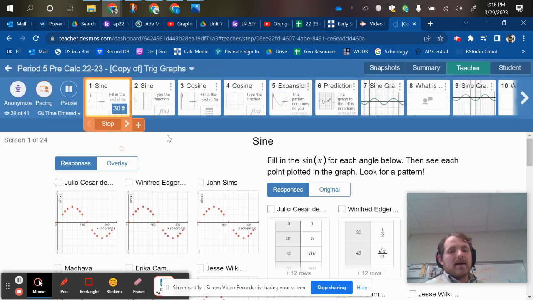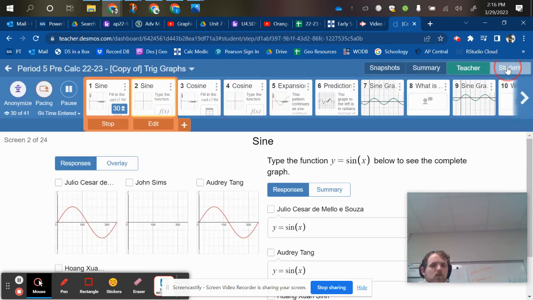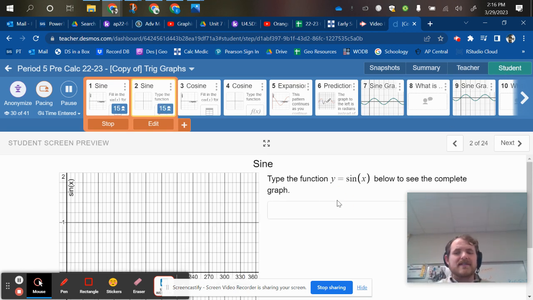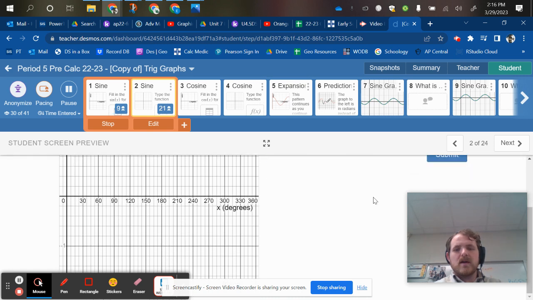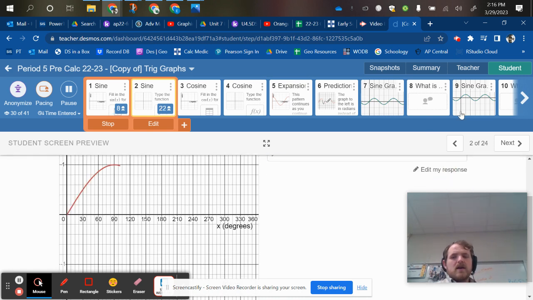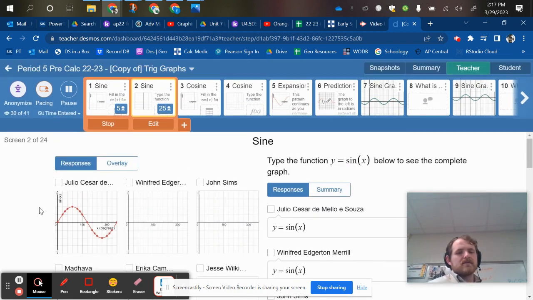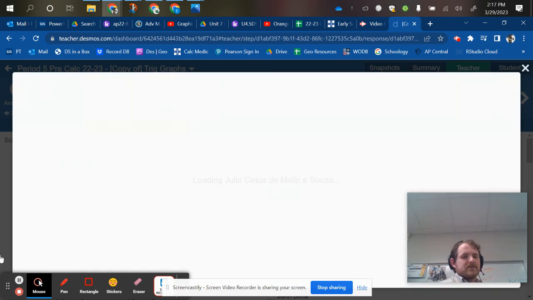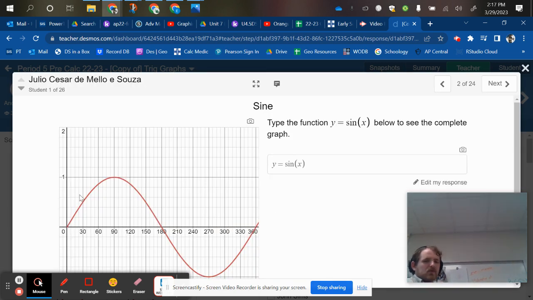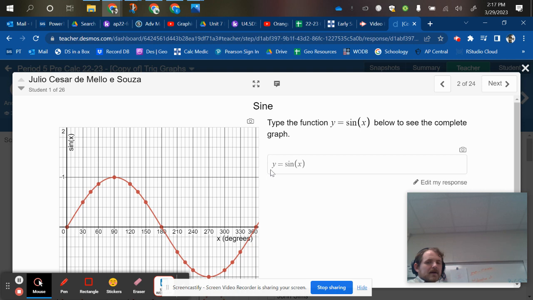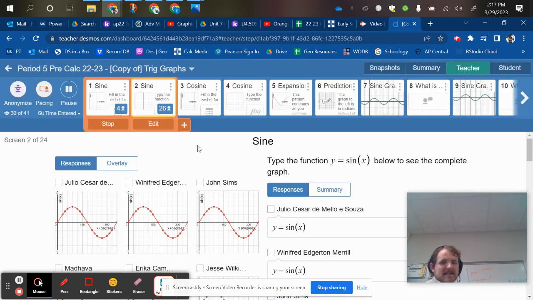Looks great. So I'm going to go ahead and release one more slide to you guys. So from here, what you can do is it says type the function y equals sine of x, and when you submit it, what should happen is it should outline the perfect points that you had. So if I click on Julio, great job Julio, it went through their points perfectly. Okay, great job. So hopefully that's making a little bit of sense. That's what sine looks like.